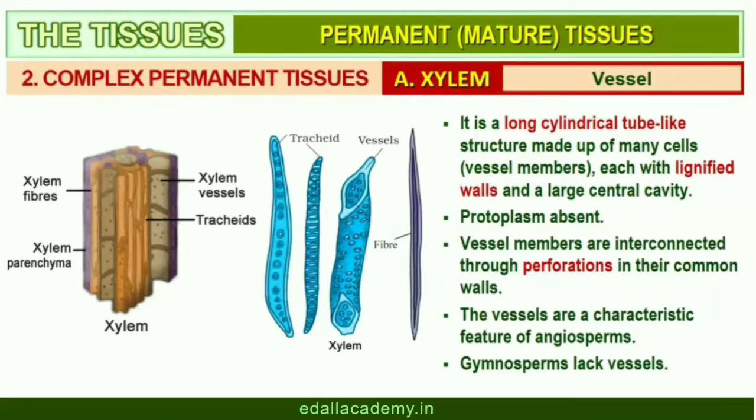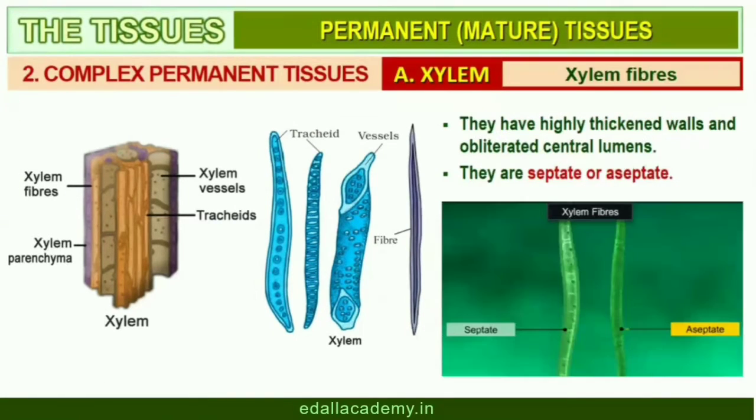A vessel is a long cylindrical tube-like structure made up of many cells called vessel members, each with lignified walls and a large central cavity. The vessel cells are also devoid of protoplasm. Vessel members are interconnected through perforations in their common walls. The presence of vessels is a characteristic feature of angiosperms. Xylem fibers have highly thickened walls and obliterated central lumens. These may either be septate or aseptate.